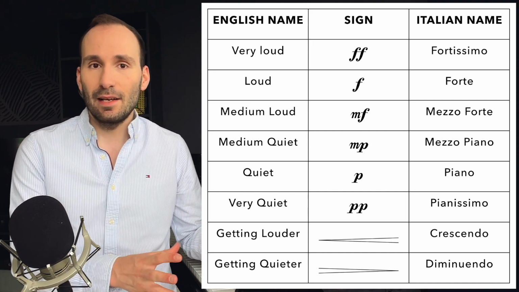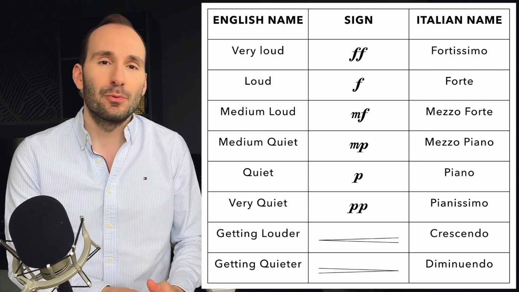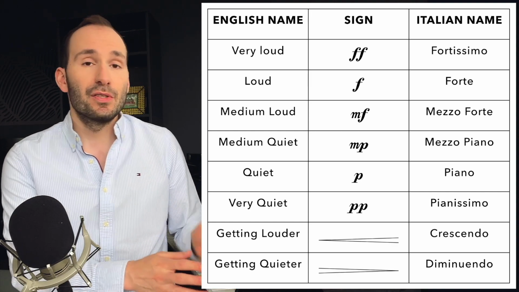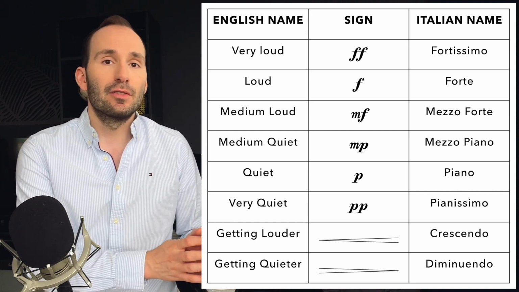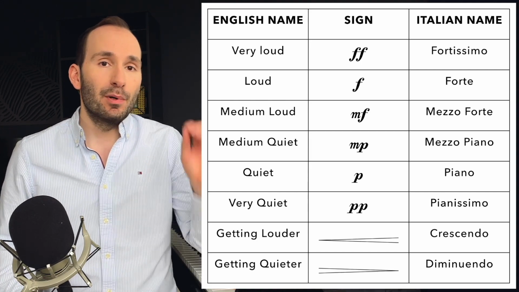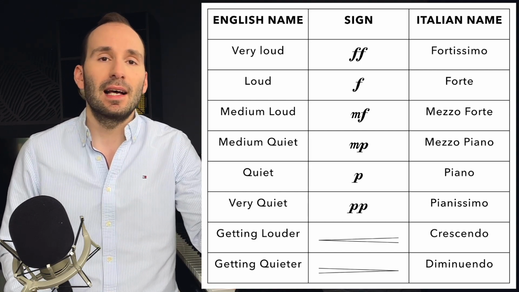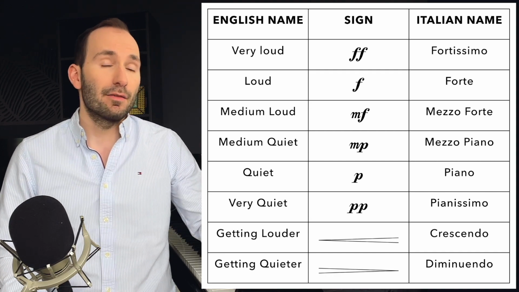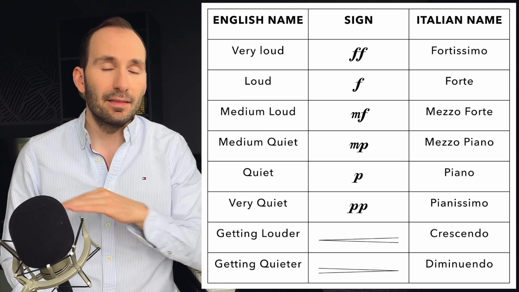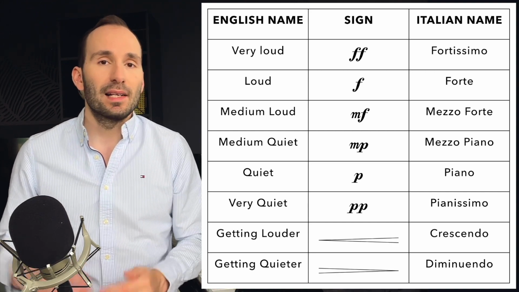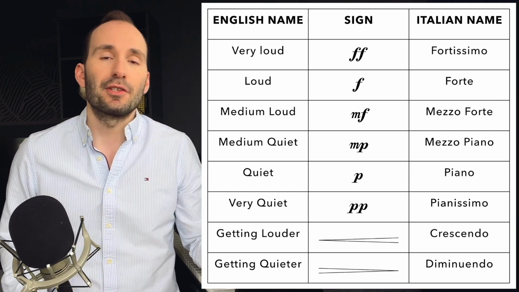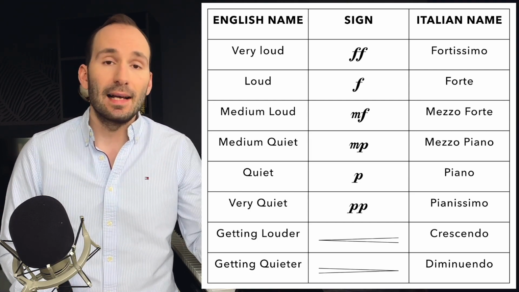Now, all the signs that I've talked about are static signs, which basically means that if you see P at the beginning of a musical phrase, everything is going to be played quietly until you see something else. So for example, if there is a P at the beginning of the first line and there is an F at the beginning of the 4th line, the first 3 lines have to be played quietly at the same volume. And the same applies to F, MF, and so on. So the level stays the same for the whole section from the moment you see that sign.